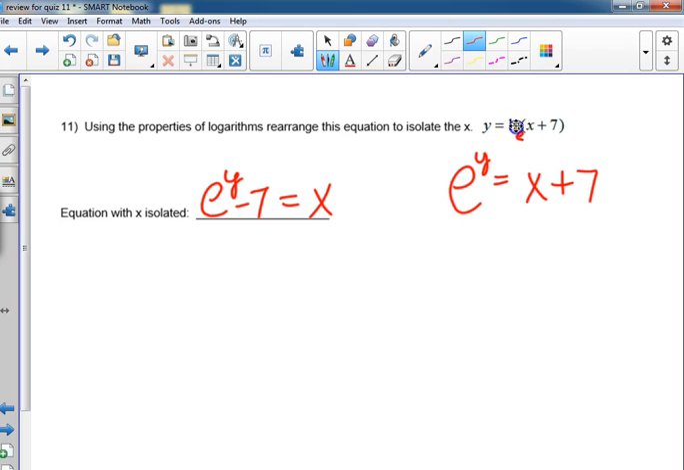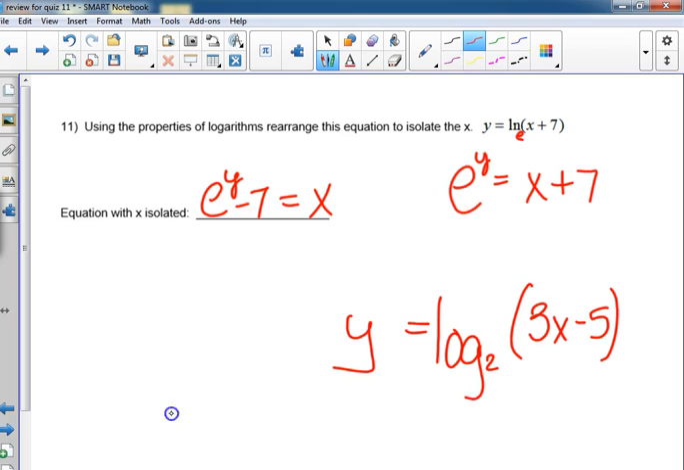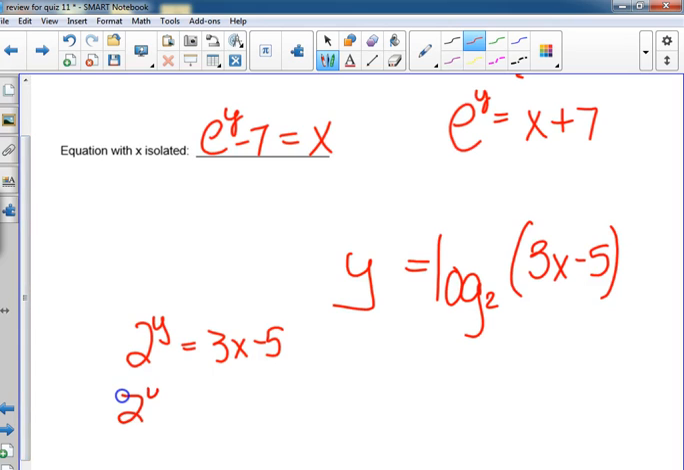And if it's not ln, are you going to have an e in your problem? Maybe. If it was log, it would be a 10. What if the question said log base 2 of 3x minus 5 equals y? 2 to the y. Then you'd have to add the 5 over there. I don't think it's that nasty on the quiz, but just making sure you get the idea.